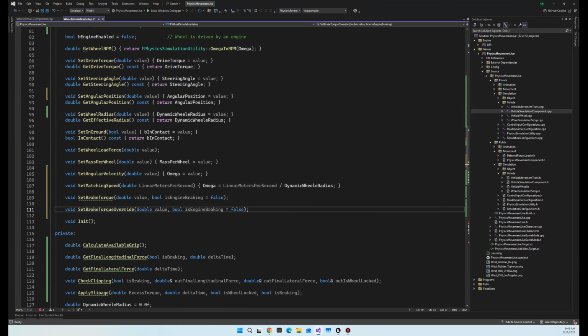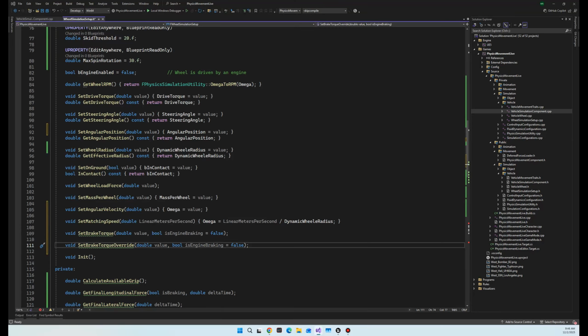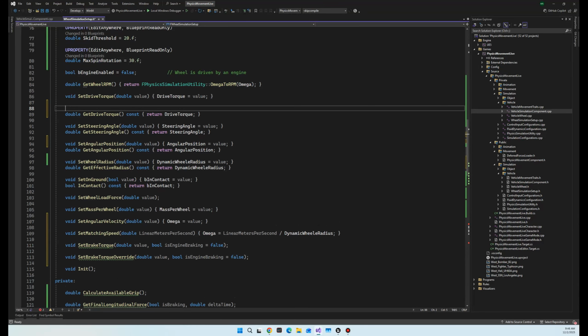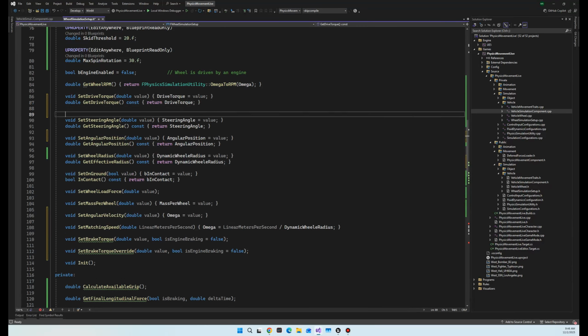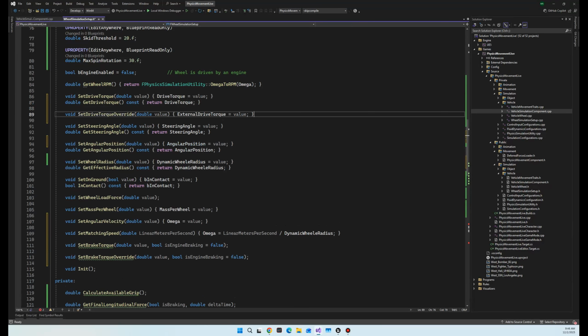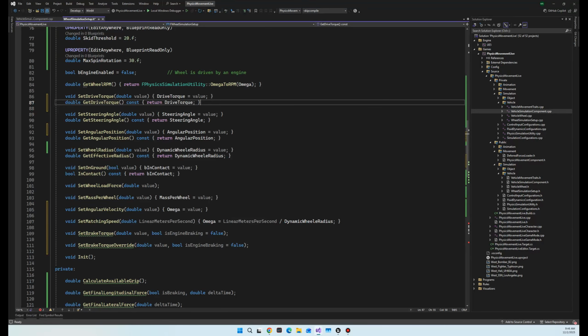I'm going to have a set braking torque override, and we're also going to have one for driving torque override, and I'm going to move the driving torque override up with the driving torque. Try and keep these things together. Let's put that there. Oh, actually, I don't think we need this one. Yeah, we don't need this one. Not going to implement that feature.